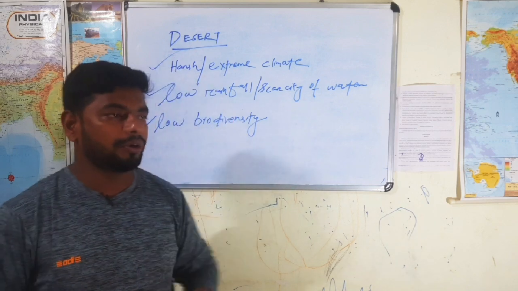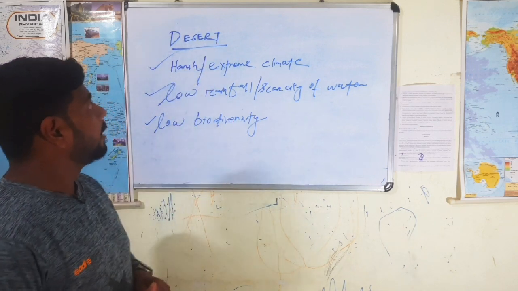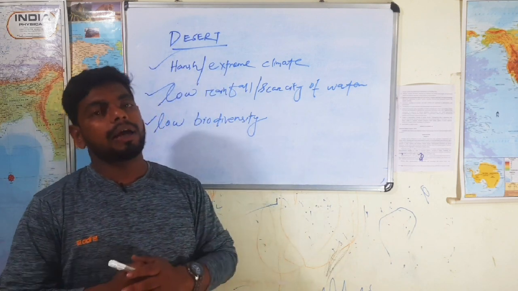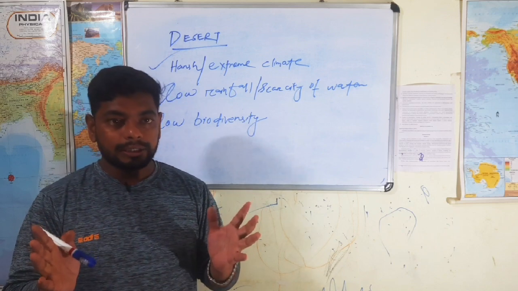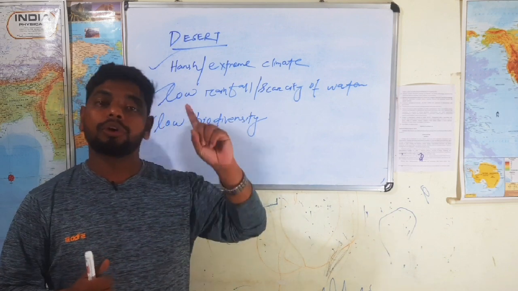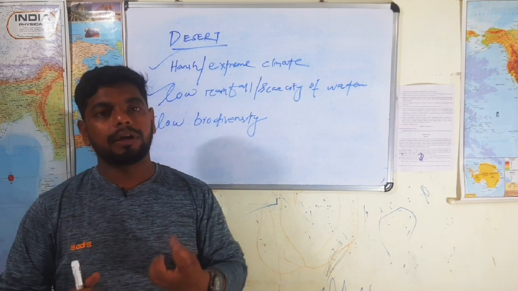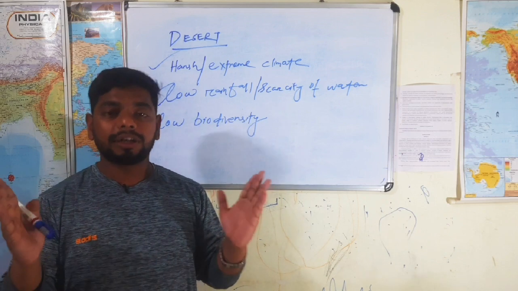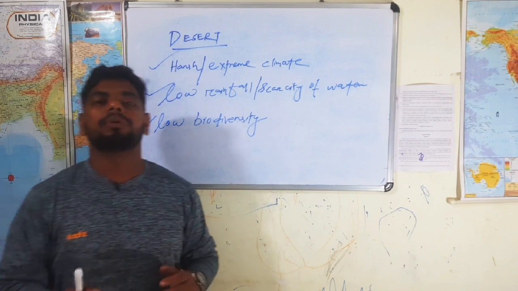Clear now, guys? So far what I told about the various characteristics of desert, clear? And deserts are of two types: one is the cold desert and another one is the hot desert. The largest desert of the world is a cold desert. Which one is that? That is in fact the continent named Antarctica. Antarctica is the largest desert of the world, the largest cold desert of the world.